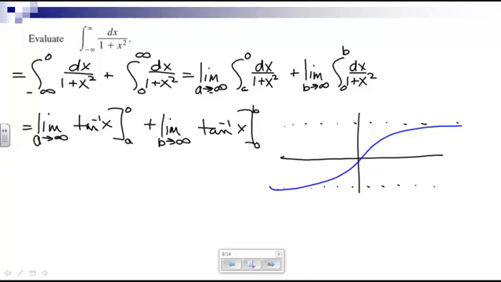So we have A is negative pi over 2 and B is pi over 2. The limit of tangent x is 0 minus as a approaches negative infinity. The inverse tangent, that pi thing, keeps you from doing that. Negative pi over 2 is 0? Yes.